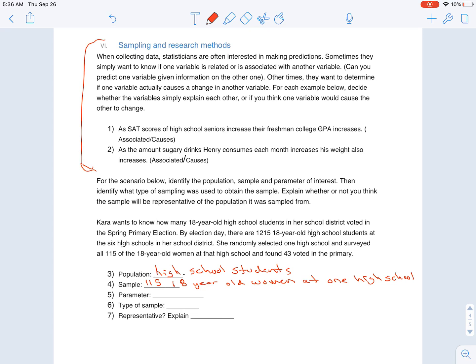The parameter is what we want to find out. And she wants to know how many 18-year-old high school students in her district voted in the primary. So how many high school students voted in the primary?